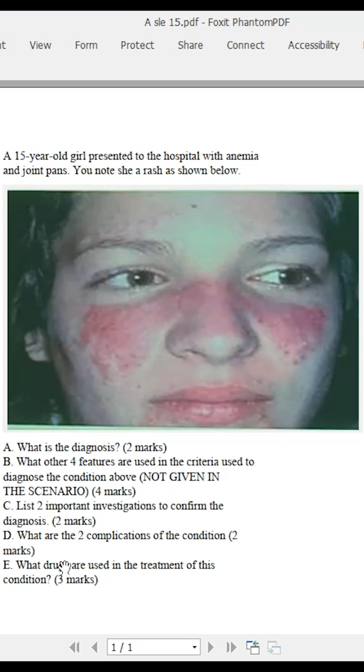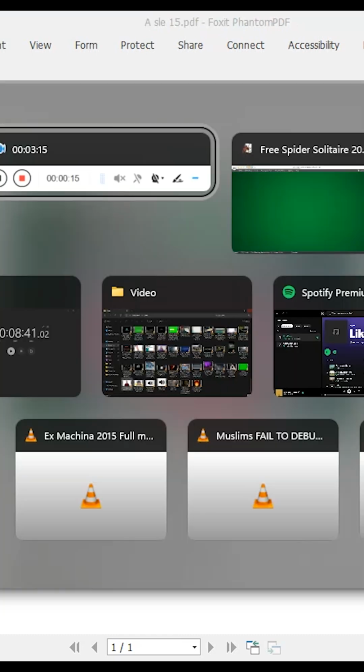What drugs are used in the treatment of this condition? Remember, you start with your hydroxychloroquine, the anti-malarial drug. You can put prednisolone, you can put NSAIDs for the arthritis. Okay, so this was the first question. On to the second one.